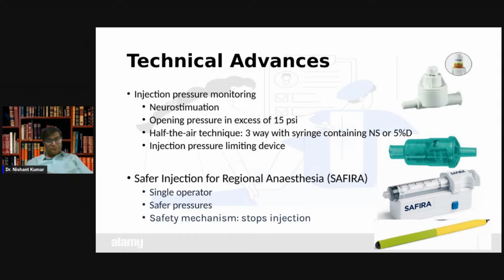Then we have something called Safira when you're doing it alone. Now this is more like an infusion pump with a pressure limiting device. Again, it does not let you inject beyond 20 psi. So this is a foot pedal. You just mount the drug here, switch it on. The yellow one is for aspiration, and this one is for infusion. And if the pressure is more than 20 psi, even if you press on this pedal, it won't be injected.